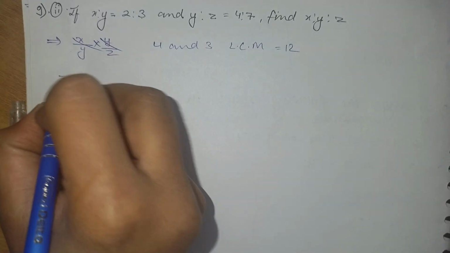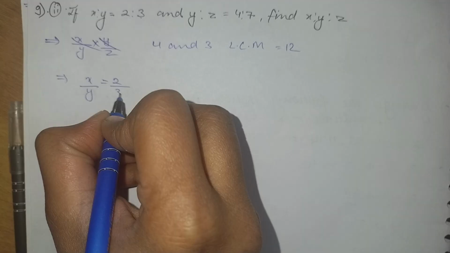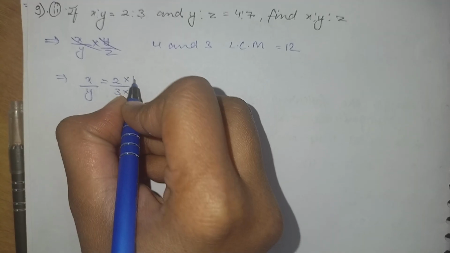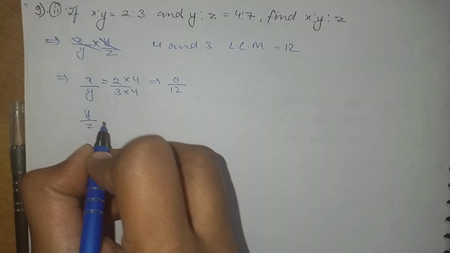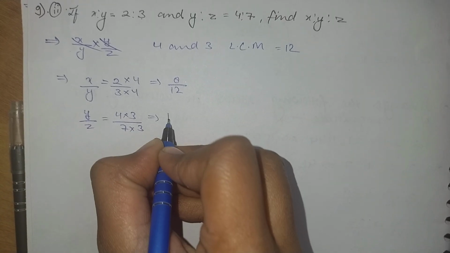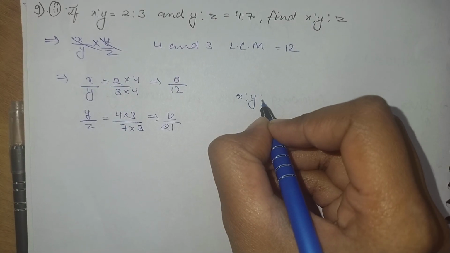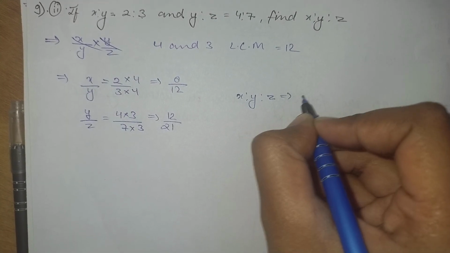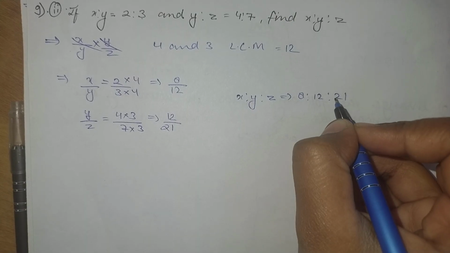So we will just make x by y in the form of 12 only. So 2 by 3 into 4, and into 4 this side also. So 8 by 12 here. If we write for y by z, that is 4 into 3 and 7 into 3. So that will become 12 by 21. So if we write x ratio y ratio z, we can write it as 8 ratio 12 ratio 21.